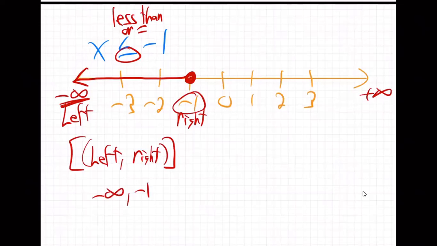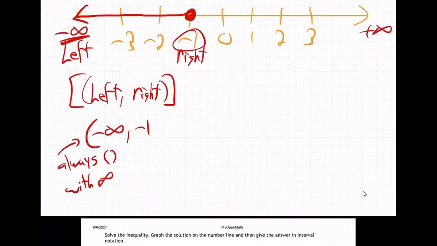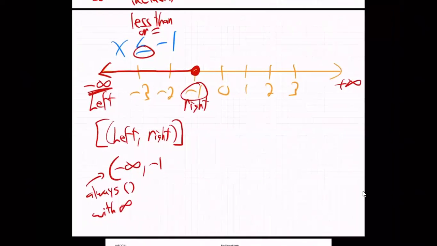Now, do you need parentheses or brackets? Well, infinities always get parentheses. Remember, we talked about that? Always a parenthesis with infinity, because you're never right on infinity. You're just close to it. And then -1, well, this is solid. So this is a solid bracket because you're straight on the -1. You're equal to the -1. He's not missing, he's there. And so there we go. Questions on that one?